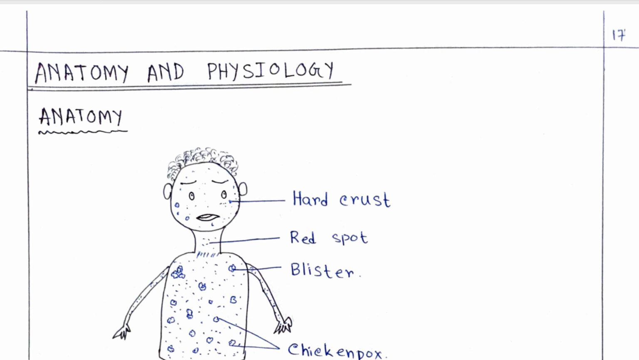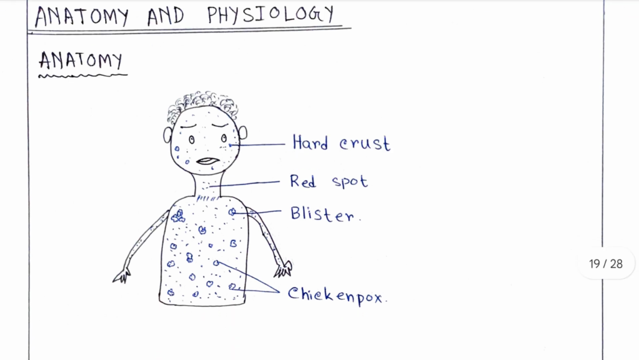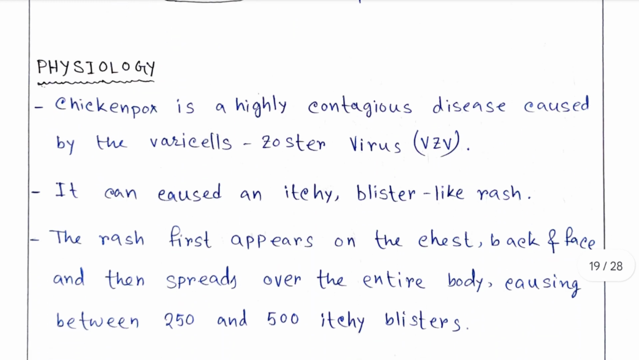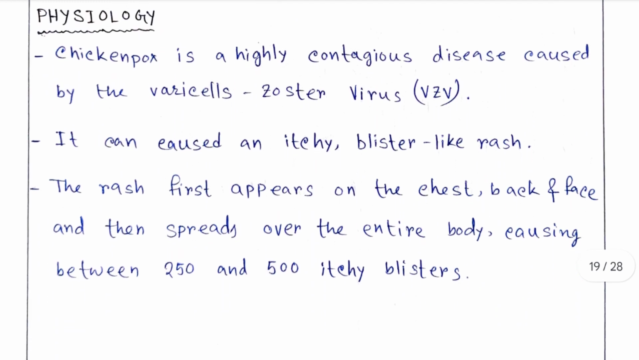Next is anatomy and physiology. Chickenpox is a highly contagious disease caused by the varicella zoster virus. It can cause an itchy blister-like rash. The rash first appears on the chest, back and face and then spreads over the entire body, causing between 250 and 500 itchy blisters.